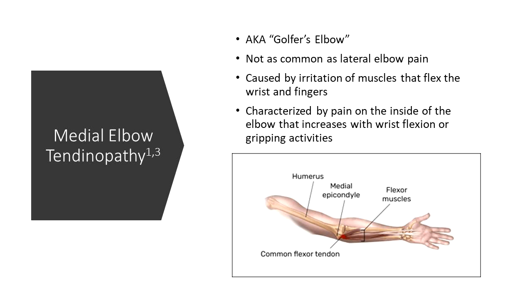If you look down here on the picture, you can see that these muscles are on the inside of the forearm, and that would be where your pain is if you have this condition. And that pain would likely increase with wrist flexion or excessive gripping activities.